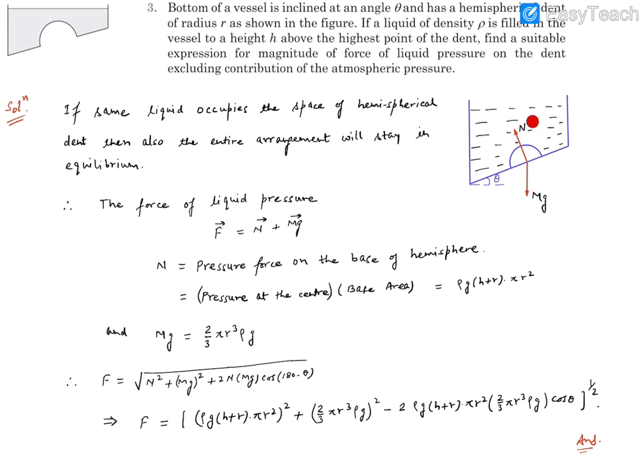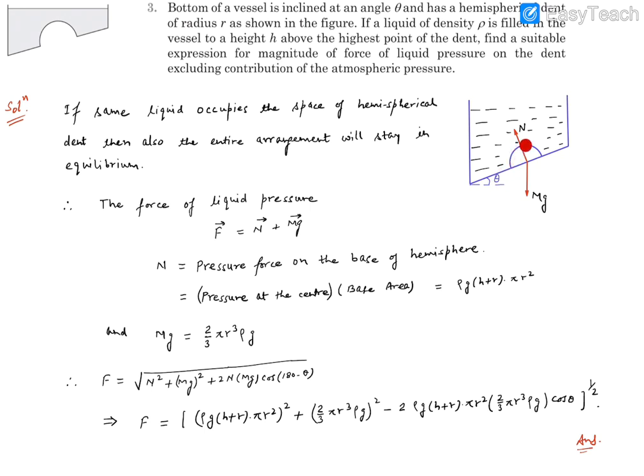So I have redrawn this picture over here. This is the hemispherical dent, and this is the liquid, and this highest point has a depth h from the free surface, right? Now this is in equilibrium, and this inclined plane makes angle theta from the horizontal direction, right?